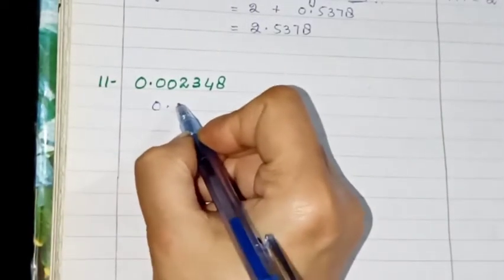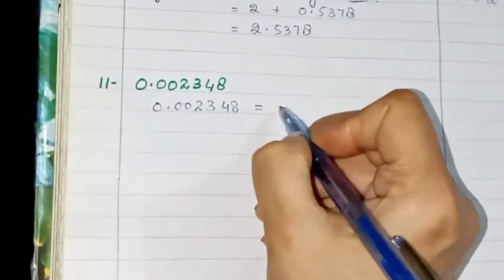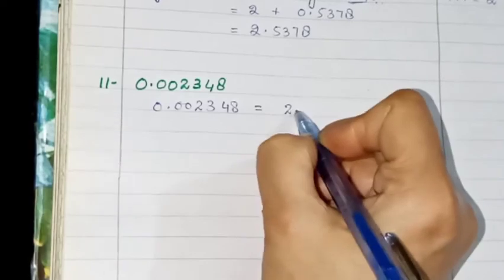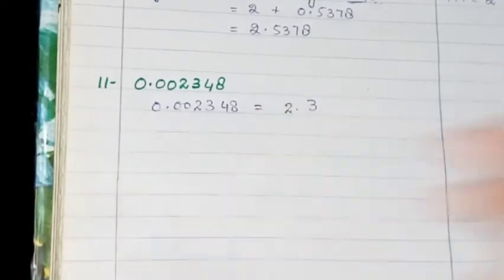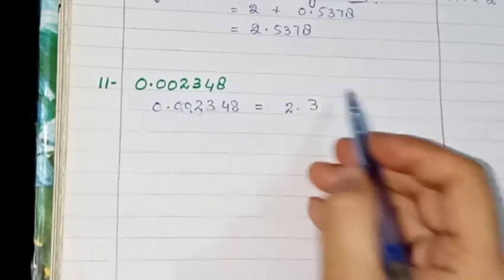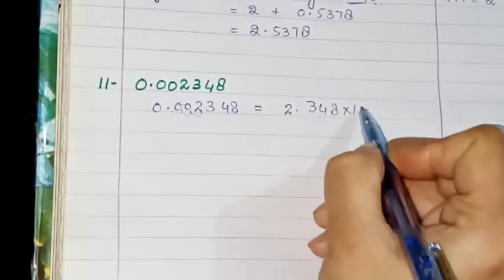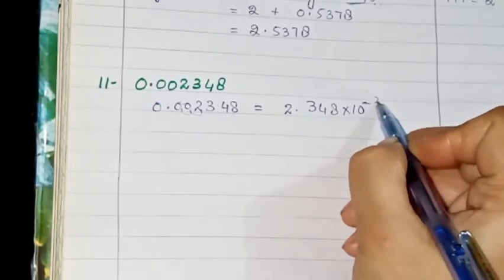Now I am doing this last part by converting it into scientific notation. You can do any method, whichever you find is easy for you. So we can write it like 2. I am shifting the decimal after 1, 2, 3 digits. So 2.348 times 10 raised to the power minus 3 here.